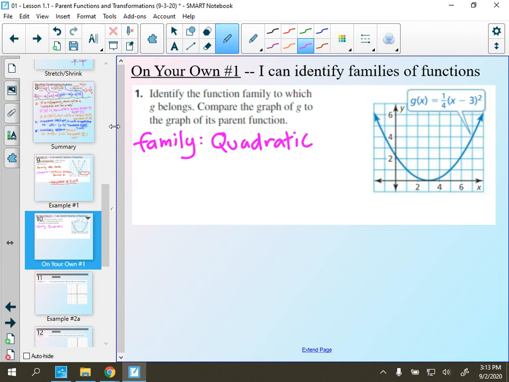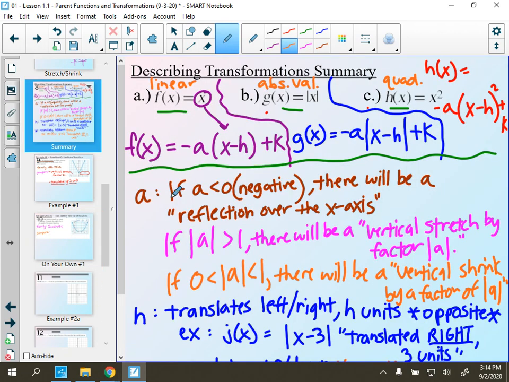Now the compare part. It's tougher. I don't need to see the parent function. I can get everything right off these numbers. So I see a 1/4 and I see a 3. The squared is just part of the function. Okay, the 1/4, where is it located? It's located in front of the function. So I go back to my notes and say, all right, that number in front, here's my quadratic one.